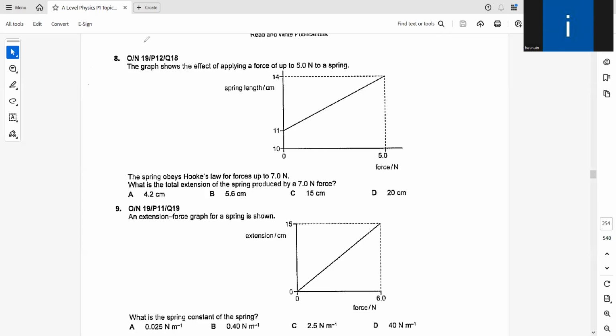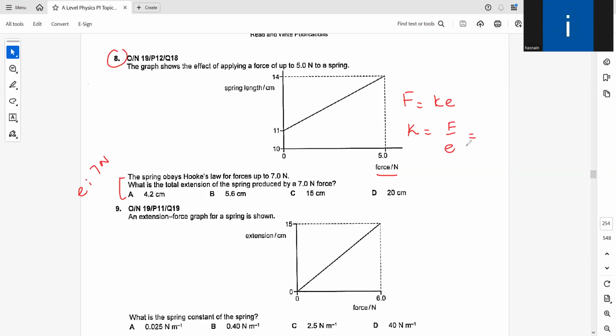Question 8 tells us there is a graph that shows the effect of force. Okay, we can see that. The spring obeys Hooke's law. Well, we can see that. So what is the total extension of the spring? They want us to find out the extension at 7 Newton force, but the graph only tells us about 5 Newton. If it obeys Hooke's law, then F equals KE is valid, right? So let's find out K, which is F over E, because the spring constant stays constant as long as Hooke's law applies. Even if we go beyond 5, to 7, 10, whatever, the spring constant would be the same, right?